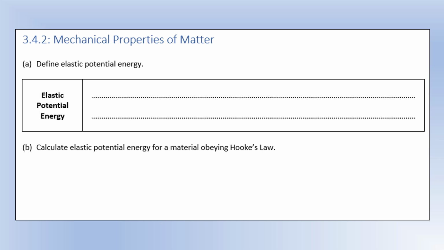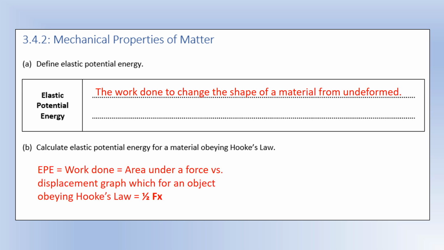Alrighty, so first of all, elastic potential energy. It is the work done to change the shape of a material from being undeformed before. In terms of calculating it, if it's obeying Hooke's law, elastic potential energy is work done, which is the area under a force versus displacement graph. The area under the graph is going to be half Fx. But we can also express that as half kx squared or half F squared over k. All three of those equations will give us the same result.